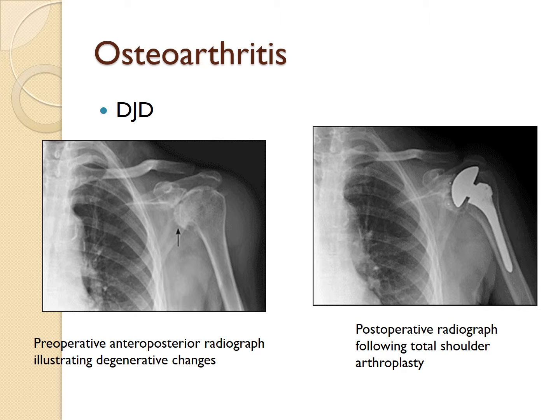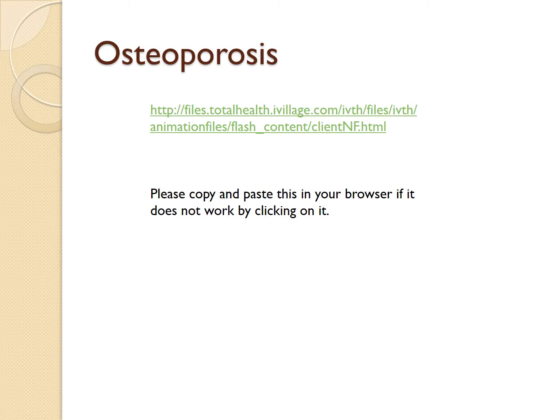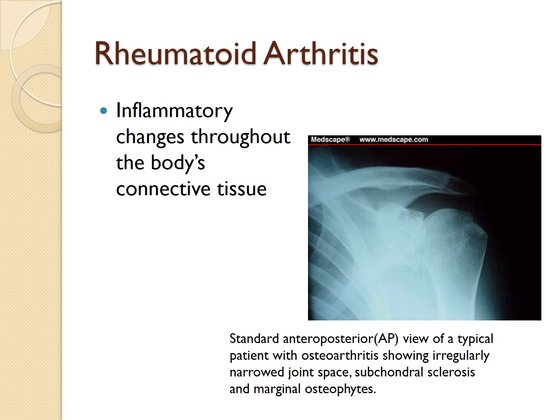Again, this is where we get into the redundancy that we've already talked about. So on the next couple slides, this one is arthritis. And then again, osteoporosis, which we've already talked about. And then rheumatoid arthritis, we talked about in the upper limb portion.